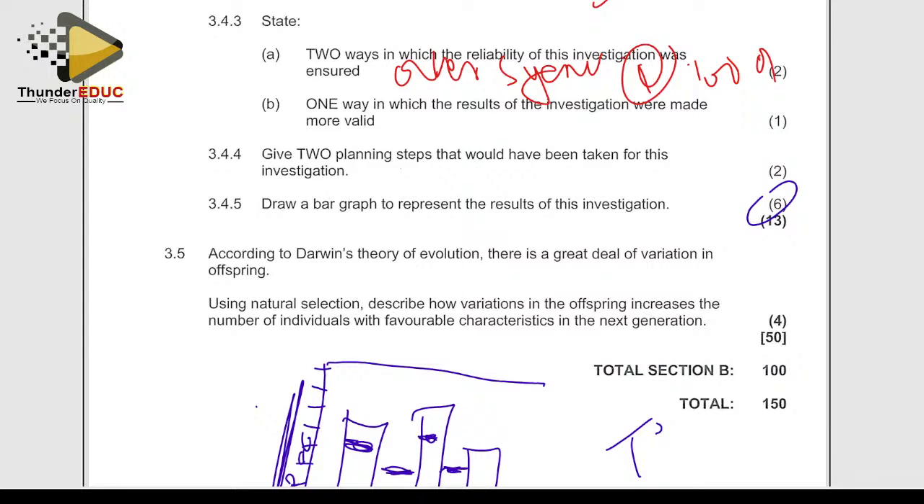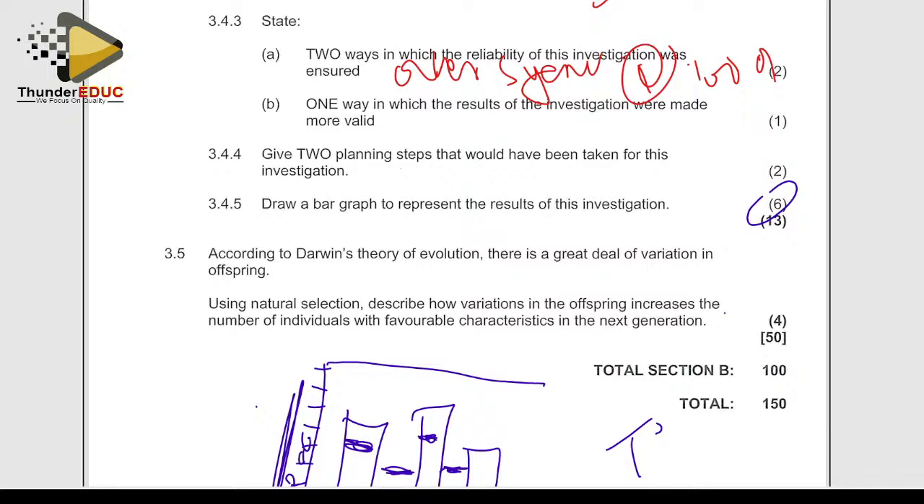According to Darwin's theory of evolution, there is a great deal of variation in offspring. Use natural selection to describe how variation of offspring increases the number of individuals with the favorable characteristic in the next generation. So what are they looking at here? Basically, it's a generic question. There is no example they use.